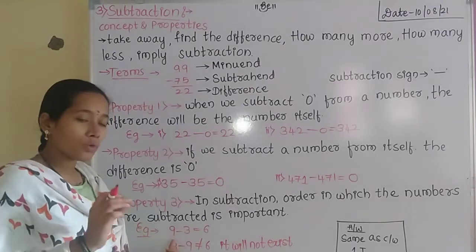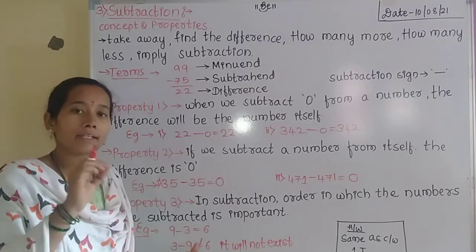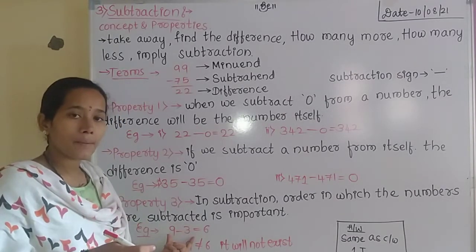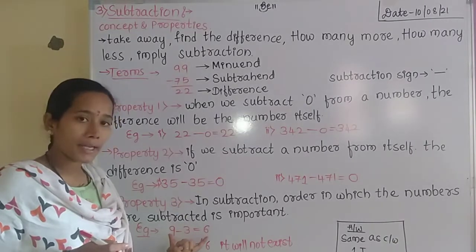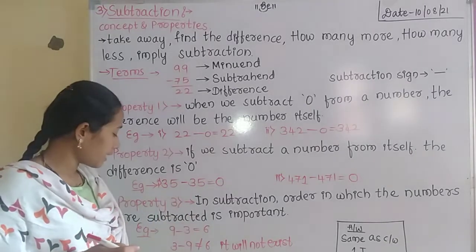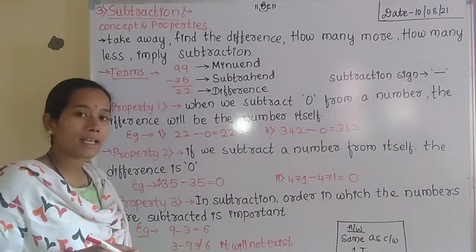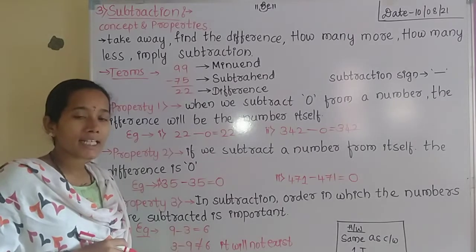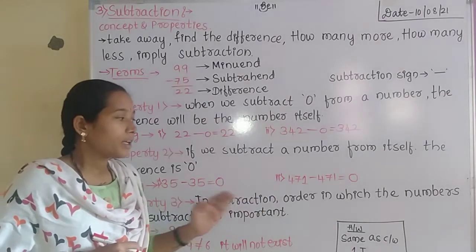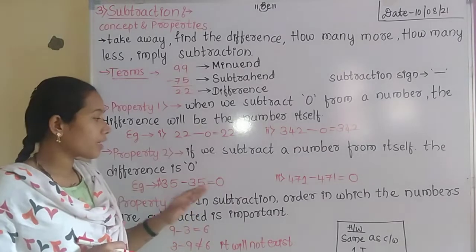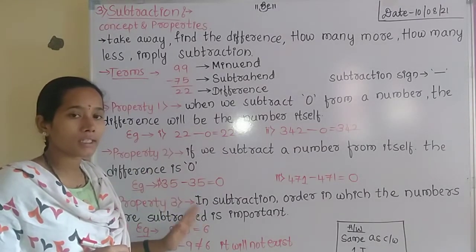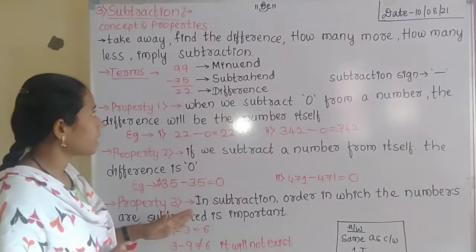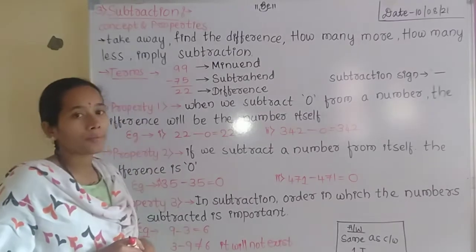In order, we have to take the greater number and subtract the smaller number. See here, in the first one, 9 is greater, and we subtract 3, so the order 9 minus 3 exists. But in the second example, 3 minus 9, here 3, the minuend, is smaller than the subtrahend, so it does not exist in subtraction. So the order in which we subtract is important in the subtraction operation. These are the main 3 properties, terms and the concept of subtraction.